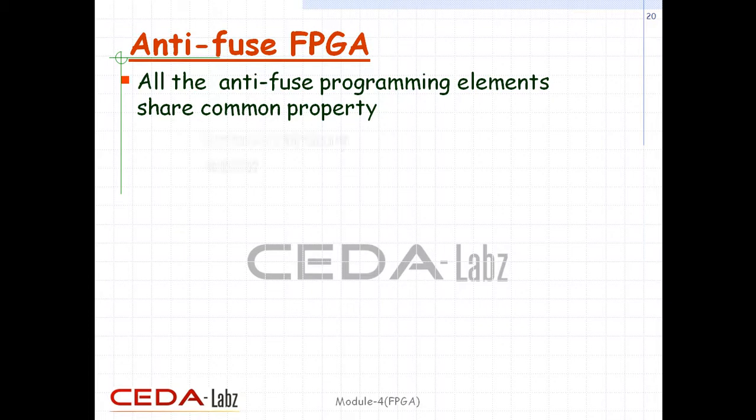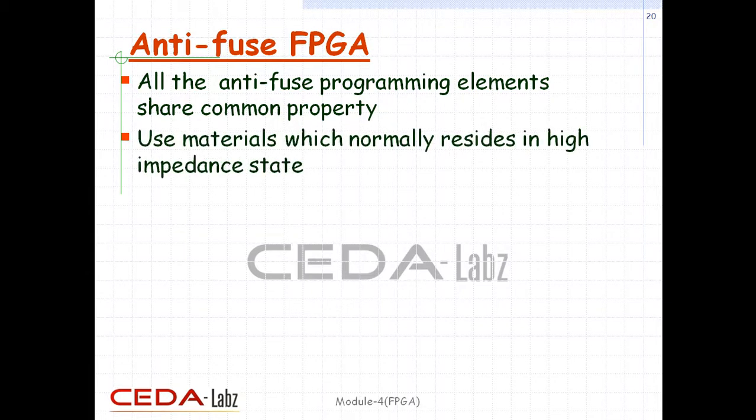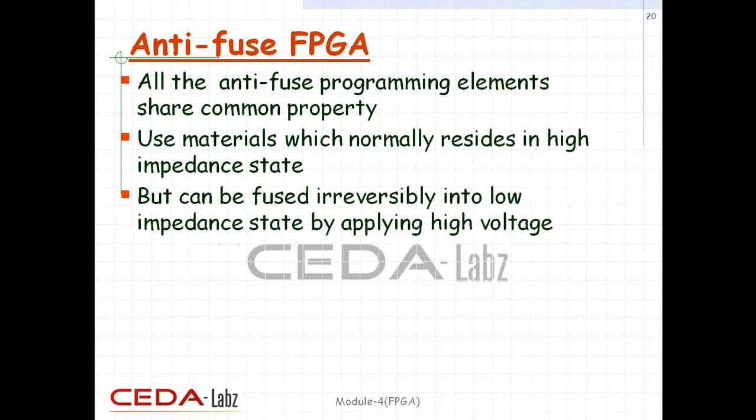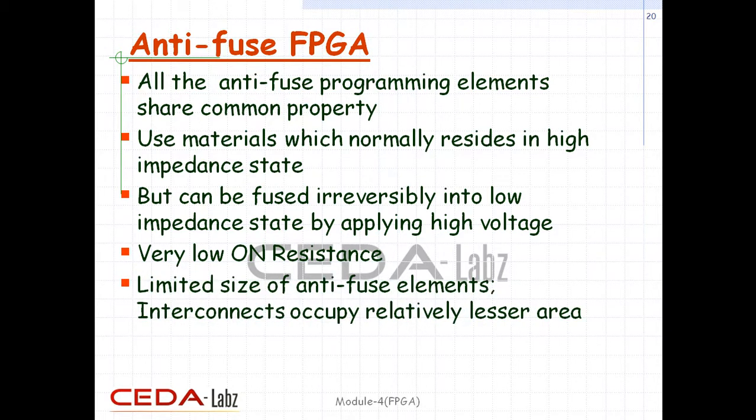A fuse starts with a low resistance and is designed to permanently break an electrically conductive path, whereas an anti-fuse starts with a high resistance or high impedance and is fused into a low impedance state by applying high voltage. When a programming voltage is applied across the anti-fuse, it makes a connection between the metal line above it and the metal line below it. The anti-fuse technology is very low on resistance. The size of anti-fuses is very small, due to which interconnects occupy less area.